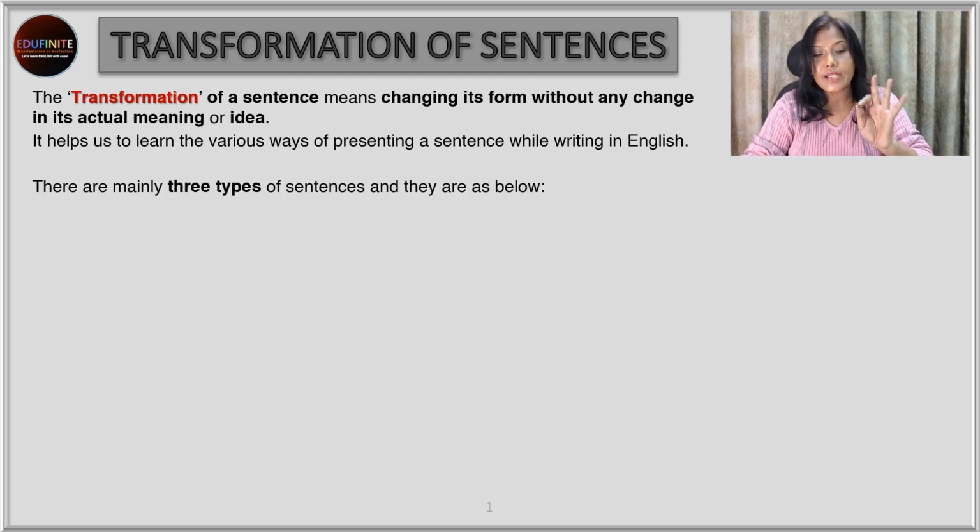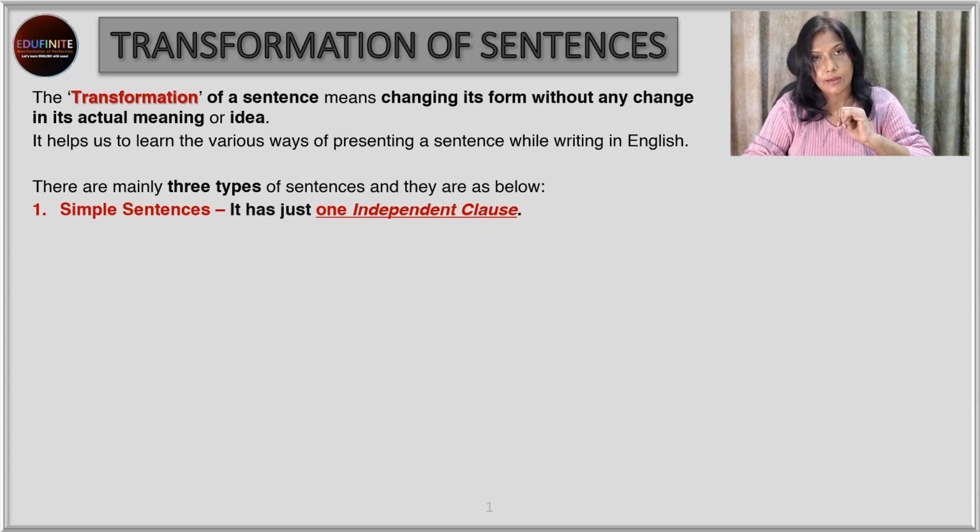There are mainly three types of sentences, and they are as below. Simple sentence. Now, what is a simple sentence? It has just one independent clause. That means it will have just one subject and one verb.